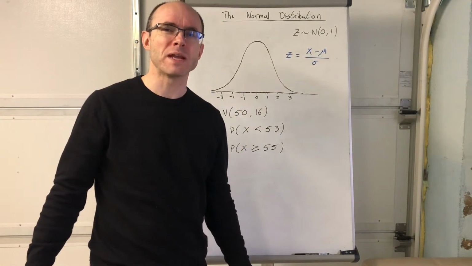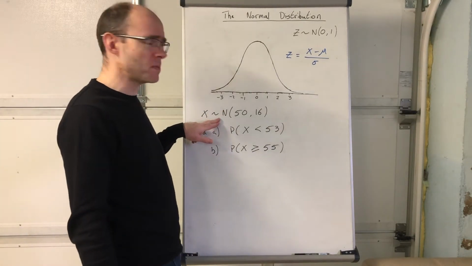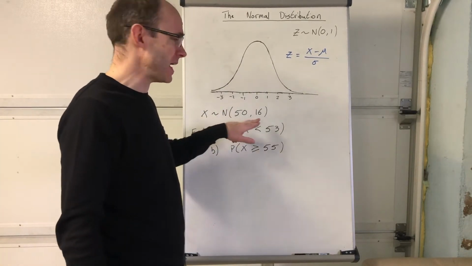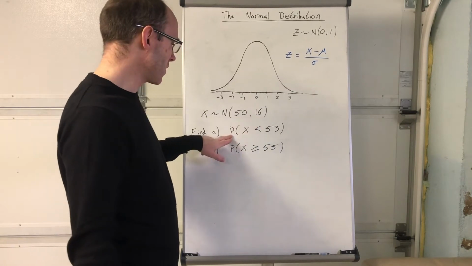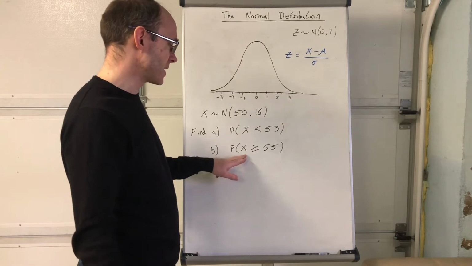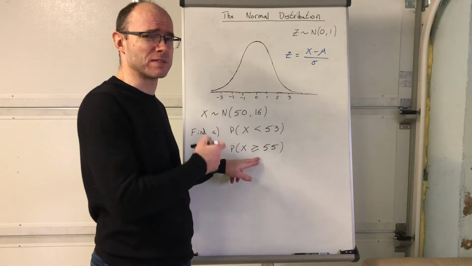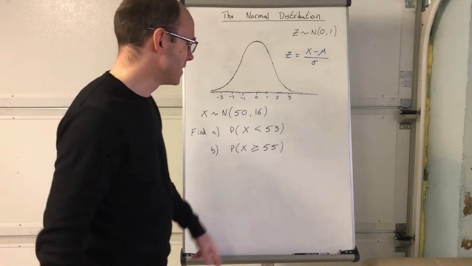Okay, so here's an example of how that standard normal distribution works. Suppose we're given x is normally distributed with mean 50 and variance 16. We've got to find the probability x is less than 53, and part B, find the probability x is greater than or equal to 55. Remember, don't worry about the greater than or equal to, it's effectively the same as greater than, isn't it? So what do we do then?